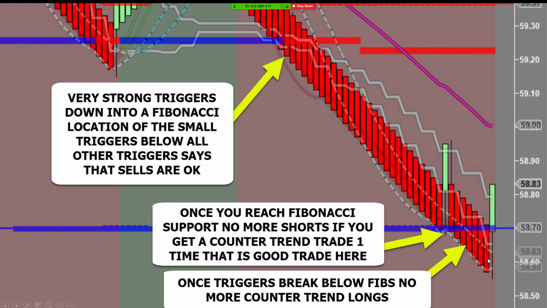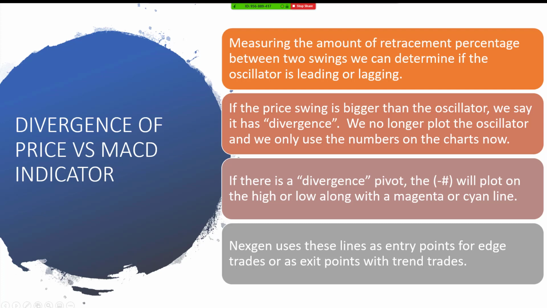When the triggers get past, we don't do longs either. We wait for one of two things to happen: the fib to change colors or the triggers to get back above the fib. Very simple. So I want you to think about, again, we do both. Trend trades are easy. Everything's going your way. You get a pullback to the triggers and the fibs. It's really, really simple. Counter trend trades, we do a little bit differently.